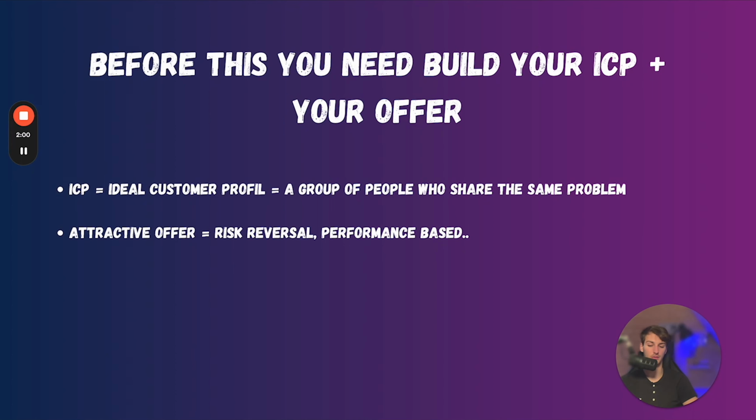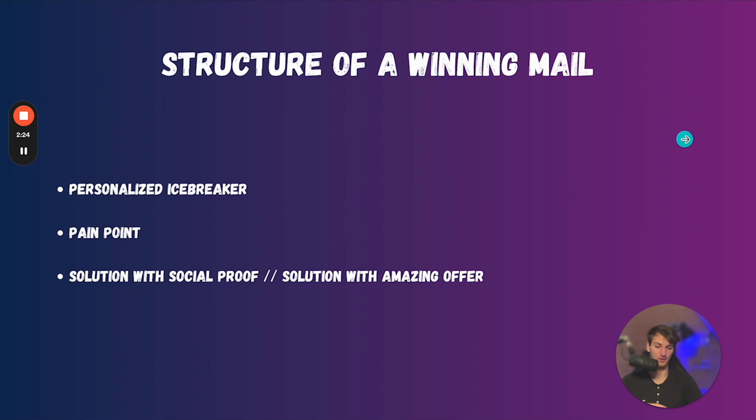And then you need to build a very good offer. A very good offer can be a risk reversal: I guarantee this solution before this time, otherwise you get your money back. Or it can be performance based: you will only pay me if I manage to get you this amount of solution, whatever you sell. So if you manage to have a very good ICP and attractive offer, then crafting the perfect mail is going to be very easy. But you need to get this first in order to have a good email.